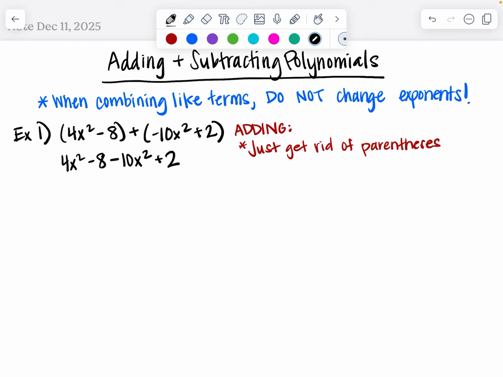Now, all that we do is combine like terms. Like terms have to have the same variable, so the same letter, and the same exponent. So we can combine 4x squared and negative 10x squared. That becomes negative 6x squared. And we can combine constants, so negative 8 and positive 2 become negative 6. And you're done when there are no more like terms. So there's nothing else we can combine. So we are done.